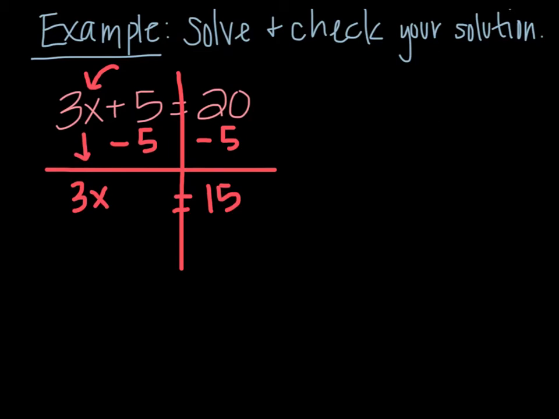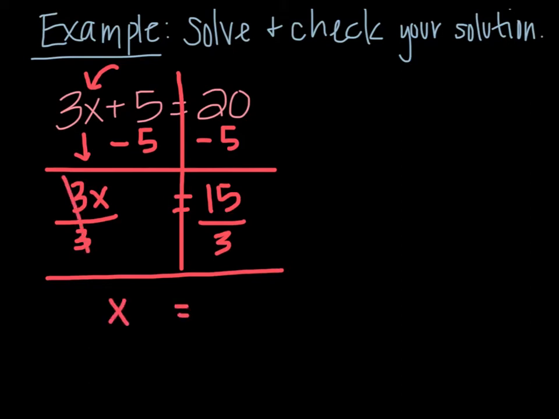Then again, I'll ask myself, what is happening to x? It's being multiplied by 3. I know that the inverse operation, or the opposite operation, would be to divide by 3. So I'll do that on both sides. On the left side, that would cancel, and I would get x equal to 5.